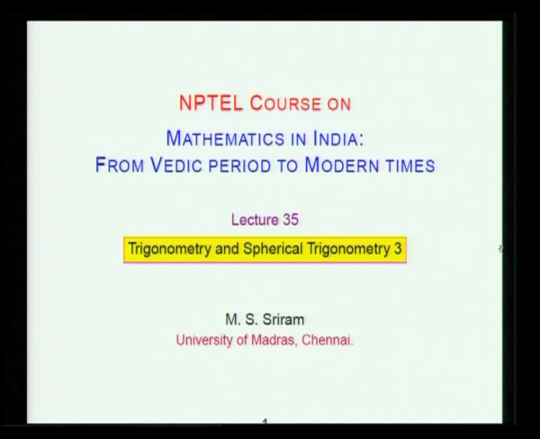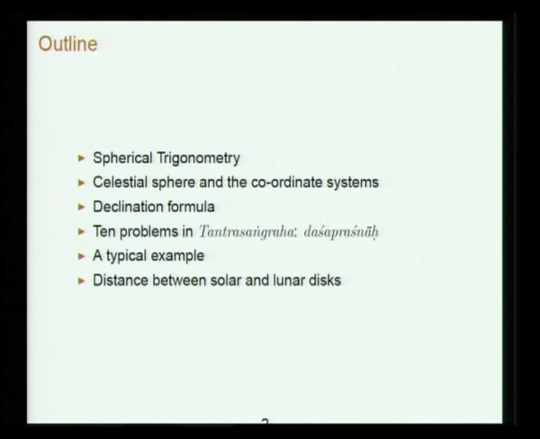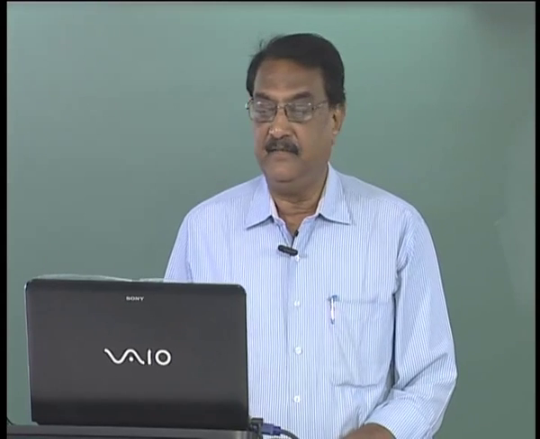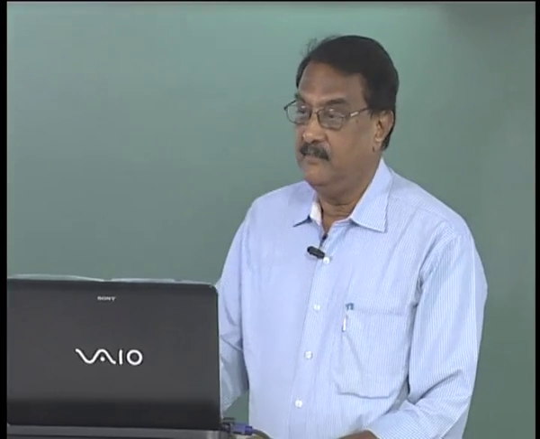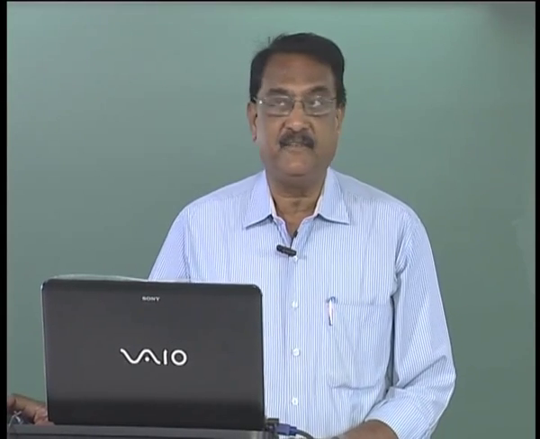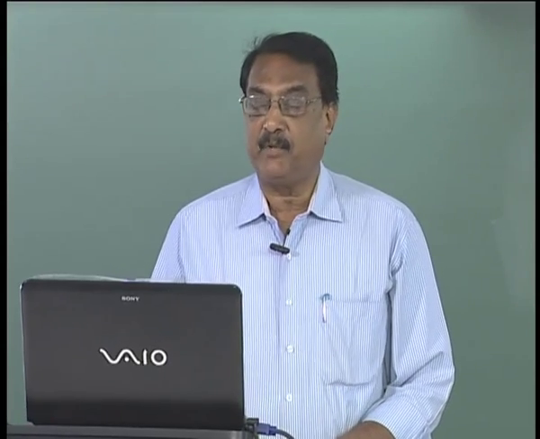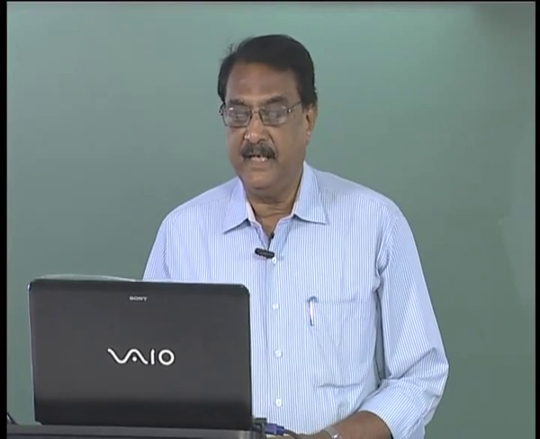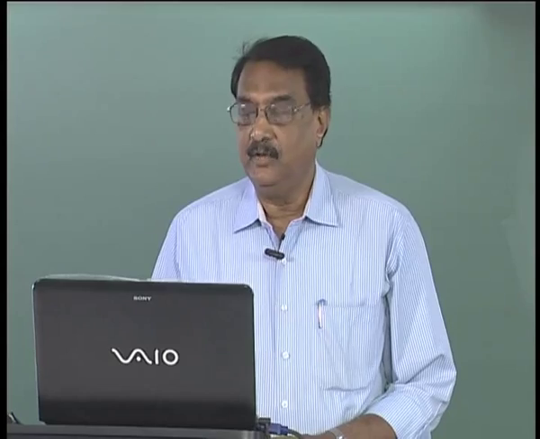Okay, so this is the last of the three lectures on trigonometry and spherical trigonometry. Here I will be exclusively dealing with spherical trigonometry, which I had started in the previous lecture. We will consider the celestial sphere and the coordinate systems. Then the declination formula, which is a very important formula. Then what are known as 10 problems in Tantra Sangraha, Dasha Prashnaha, and a typical example, and then the distance between solar and lunar disks.